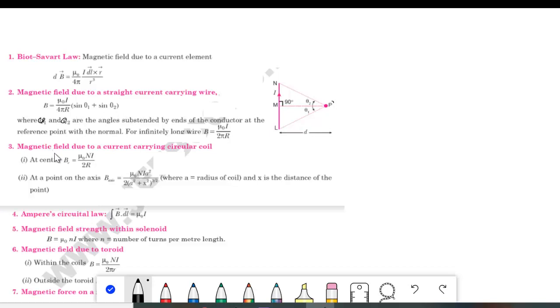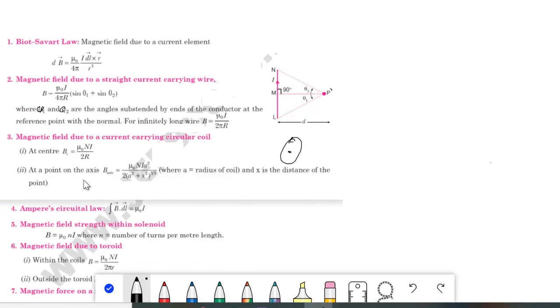Next one, the magnetic field due to a current carrying circular coil. We did the derivation nicely earlier, and it is not required for you now. The magnetic field due to a current carrying circular coil at the center is mu 0 N I by 2R.